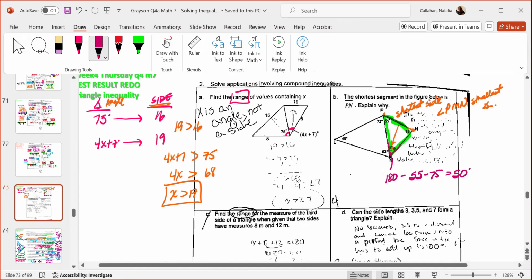This angle right here, which is angle PMN, is 50 degrees, right? Compare that to all the other angles. There are 1, 2, 3, 4, 5 other angles. Is that the smallest angle? If that's the smallest angle, then you know the side opposite of that small angle is going to be the shortest side. Does that make sense?